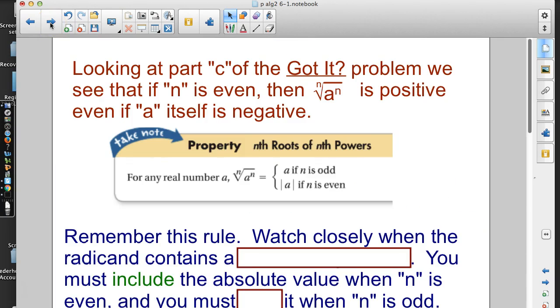Gotta get a little harder. Has to, a little bit. So now what we see here is, looking at part C of the got it problem, we see that if n is even, then the nth root of a to the n is positive, even if a itself is negative. What on earth are they talking about?